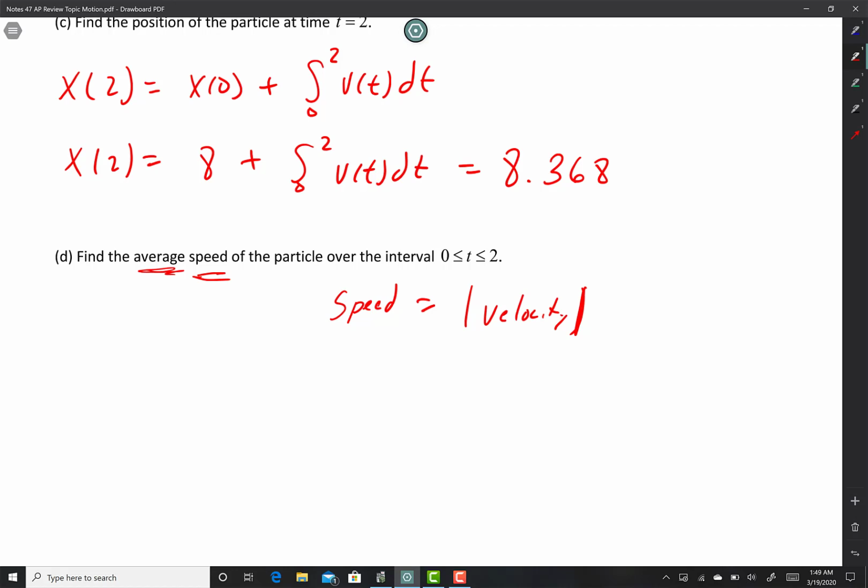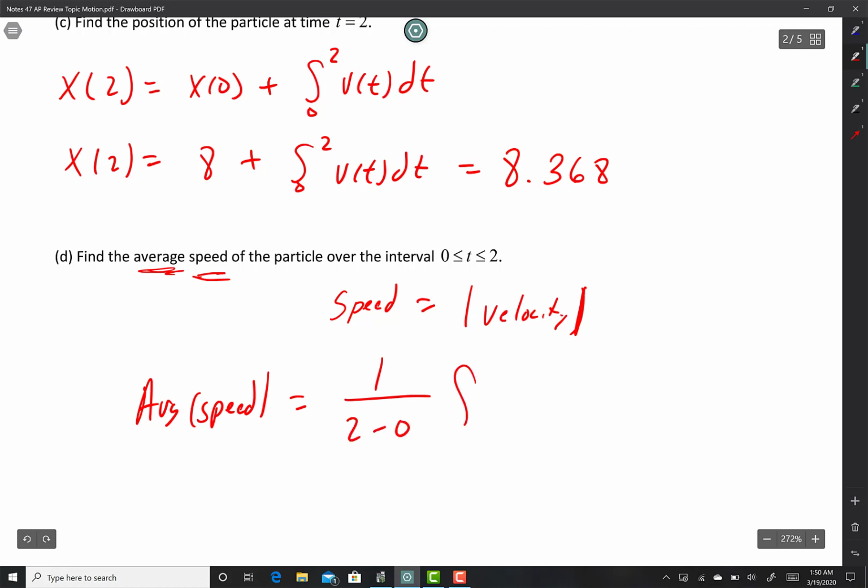So I'm going to write average speed is equal to 1 over 2 minus 0, integral from 0 to 2. Now I need distance traveled, so distance traveled is going to be the absolute value of velocity. That's the key, guys. That's absolute. So absolute value of velocity is really simple to find. Then integrate from 0 to 2 and divide by 2. Why are we dividing by 2? Because that's how much time has elapsed. So distance divided by time is the average speed.